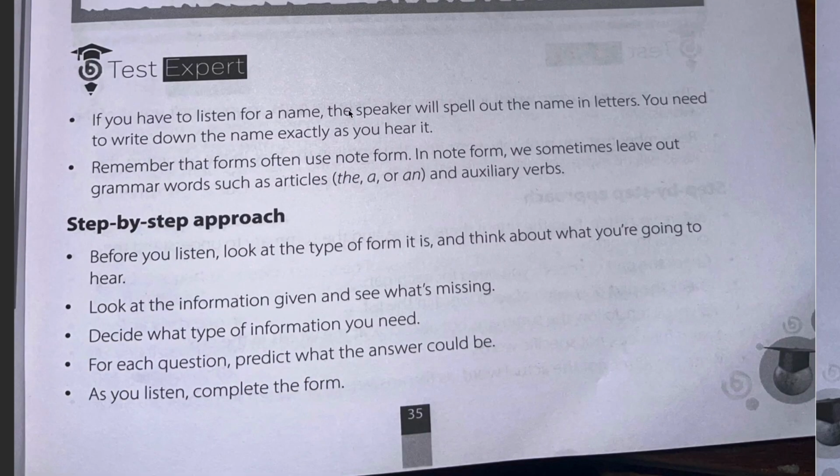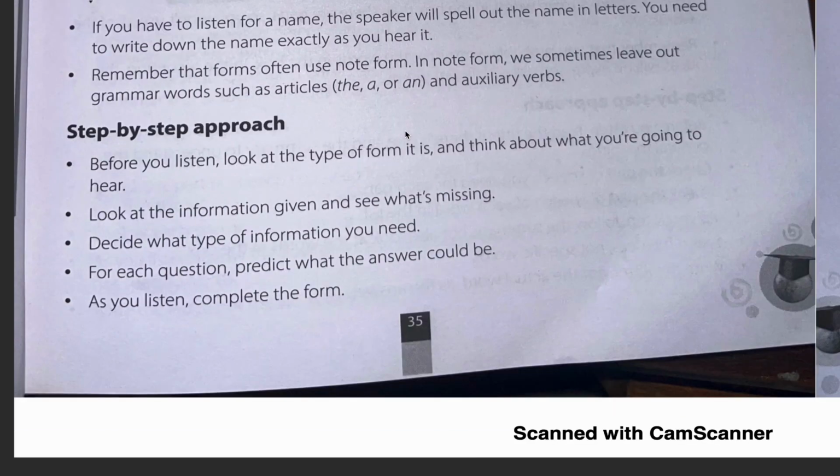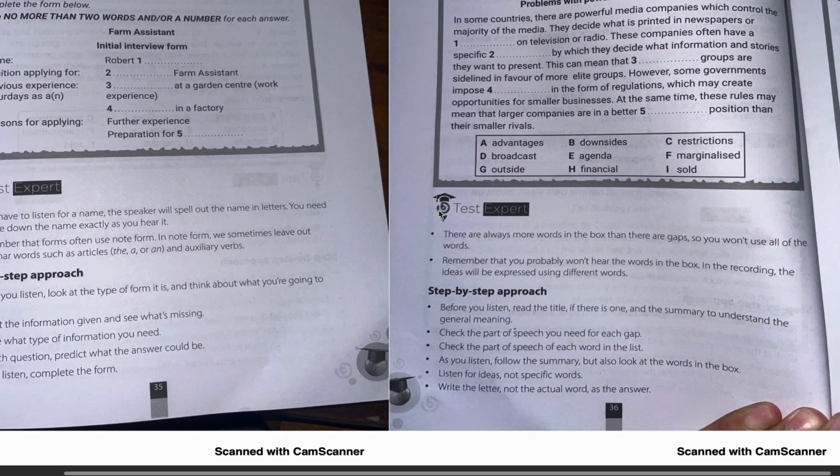If you have to listen to a name, the speaker will spell out the name. You need to write down the name exactly as you hear it. If you make a spelling mistake, you will lose your marks. Remember that forms that use note form leave out articles and auxiliary verbs. Step-by-step approach: look for the information, decide what's missing, predict the answer, and complete the form.